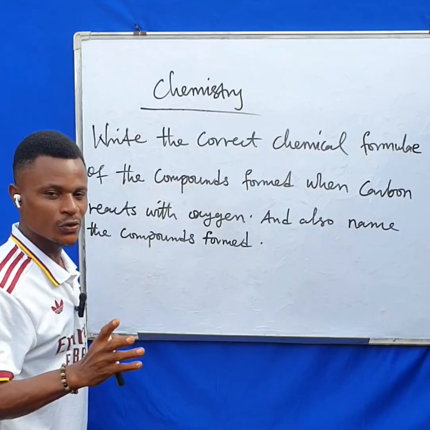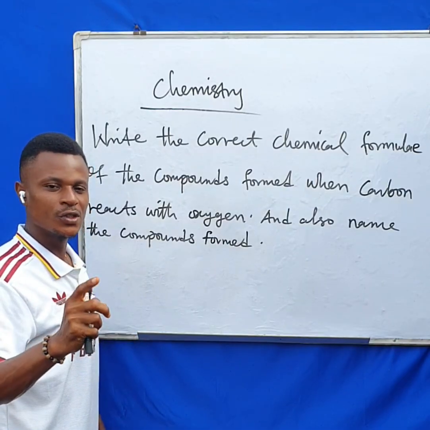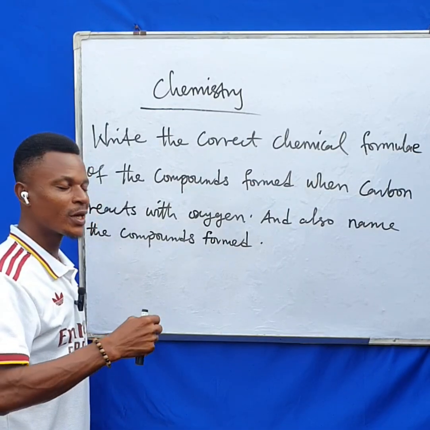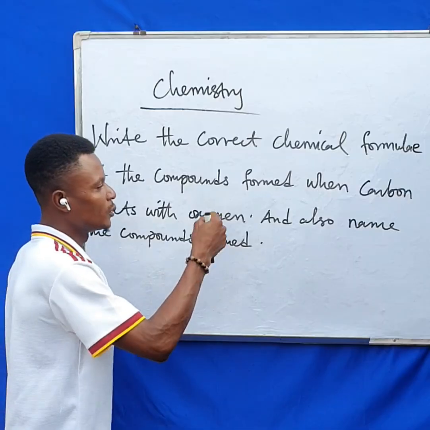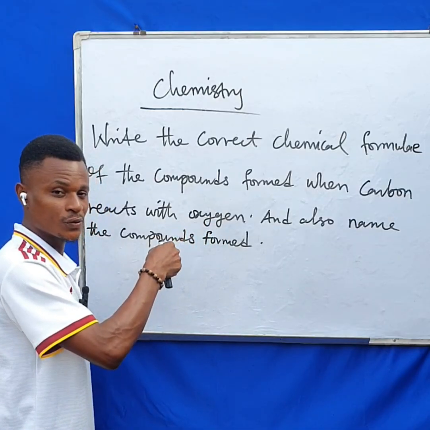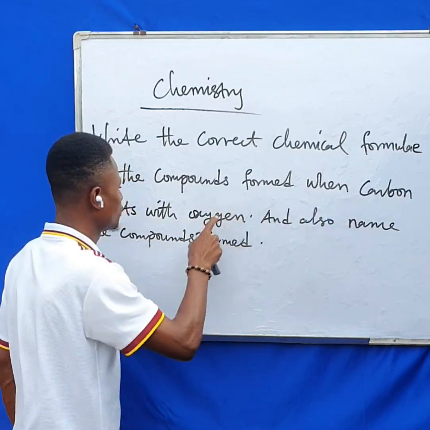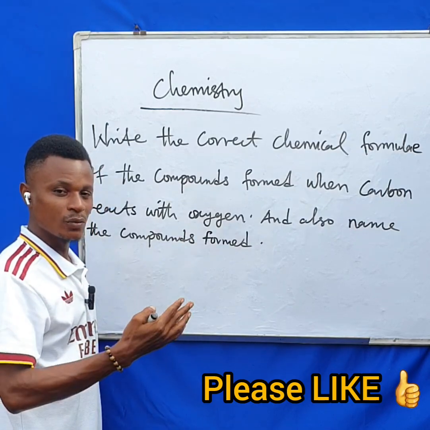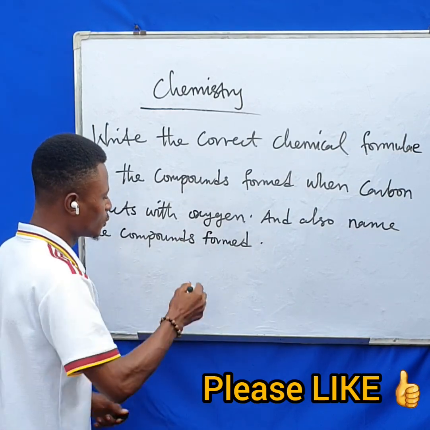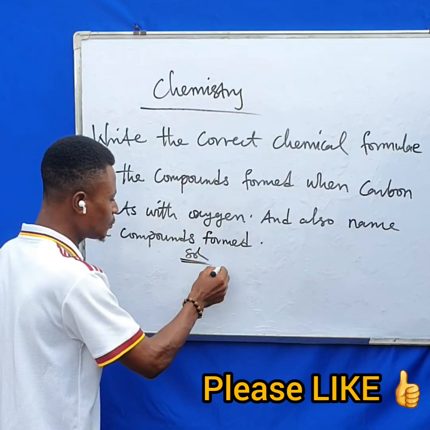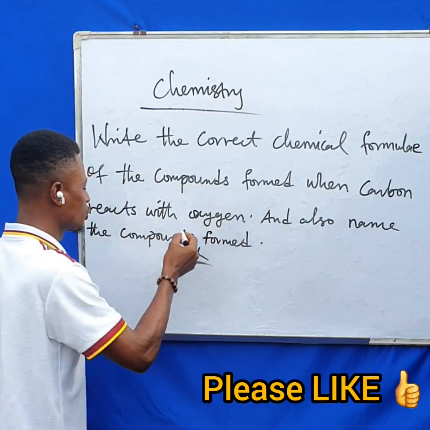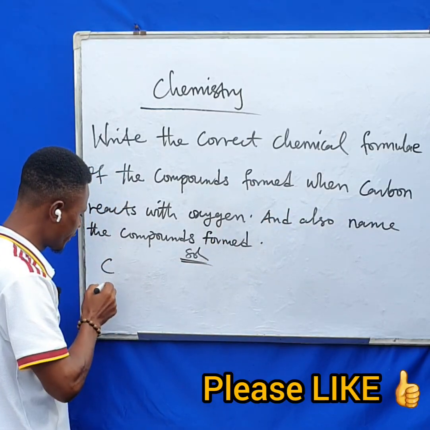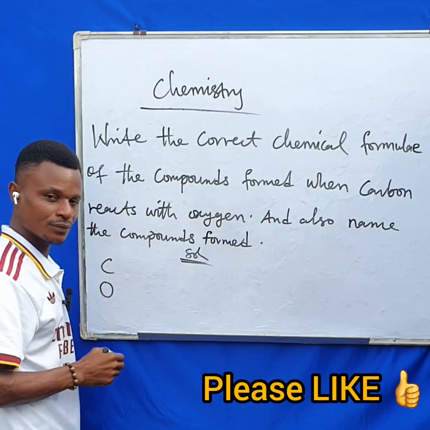To answer this question correctly, the first thing you need to do is to write the chemical symbols of the elements involved in this question. The elements are carbon and oxygen. So we are going to write the chemical symbols, that is the symbols of these elements. So this is the solution. We have carbon and oxygen. So we have C for carbon and O for oxygen.